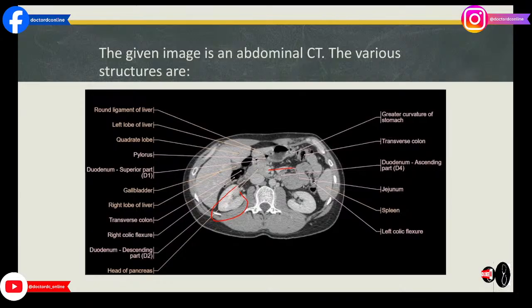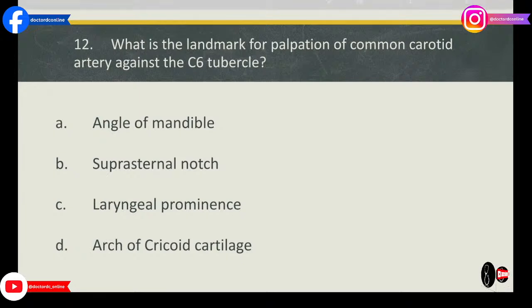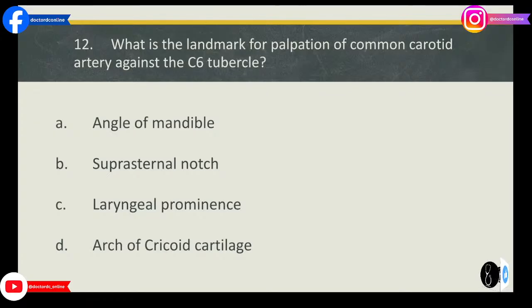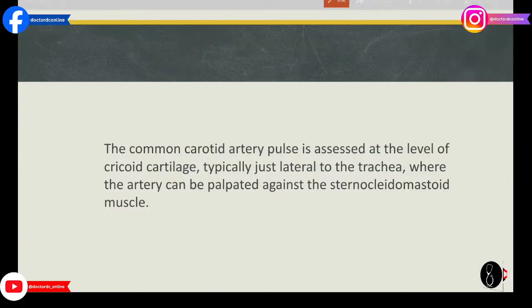In question 12, the landmark for palpating the common carotid artery is, the options are option A, angle of mandible, option B, suprasternal notch, option C, laryngeal prominence, and option D, arc of cricoid cartilage. The common carotid artery is palpated at the level of the cricoid cartilage. The correct answer is option D, arc of cricoid cartilage.